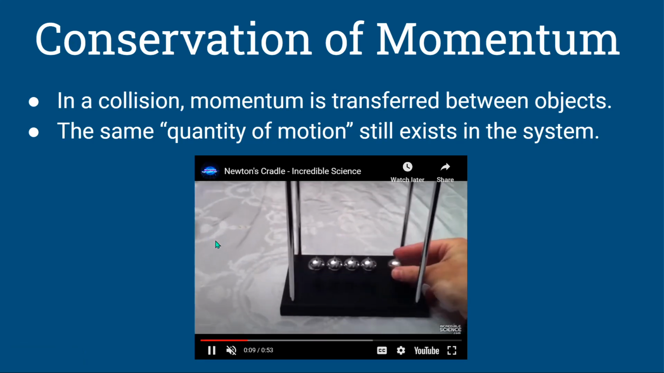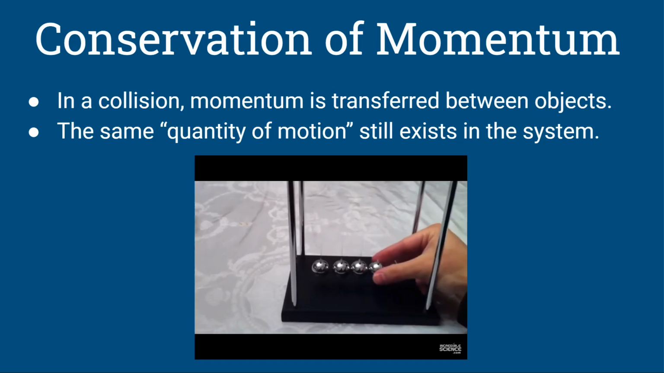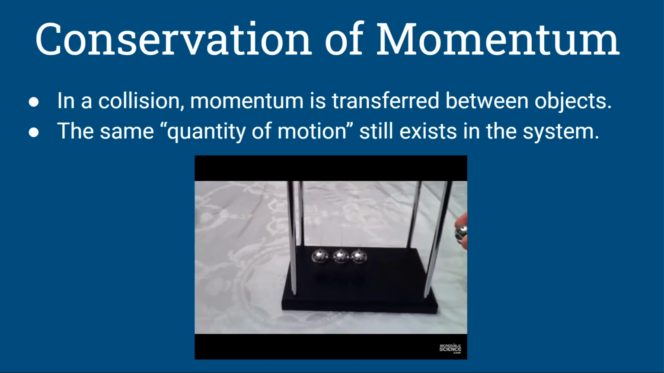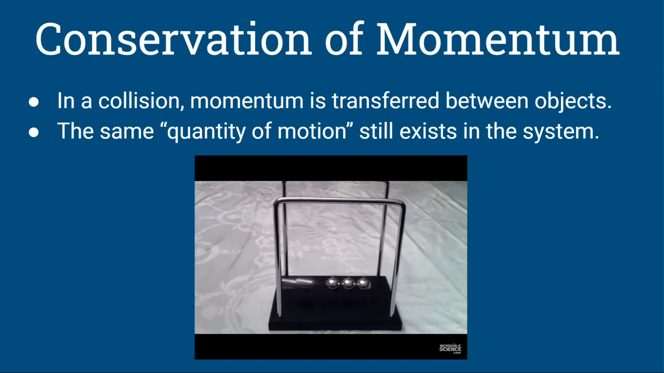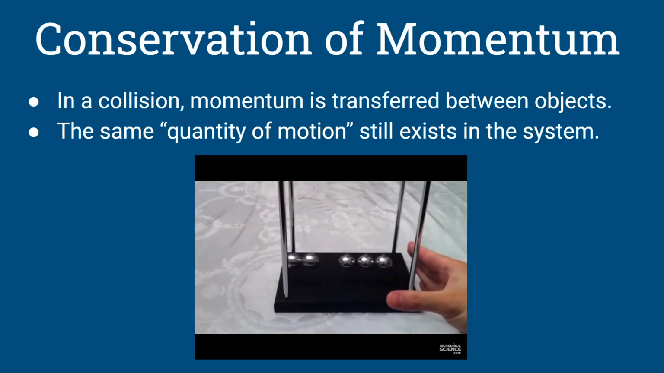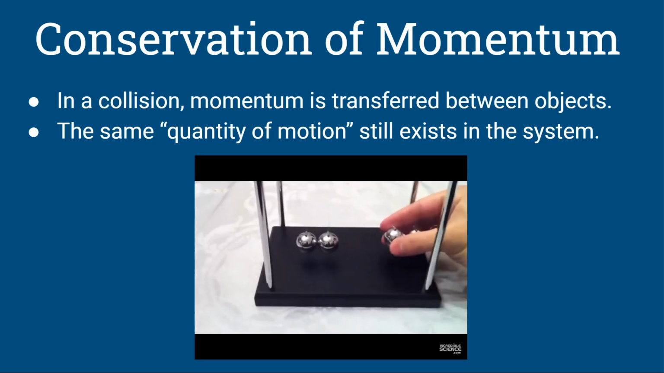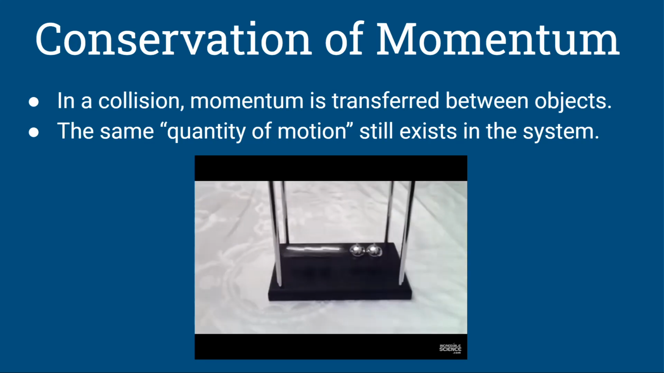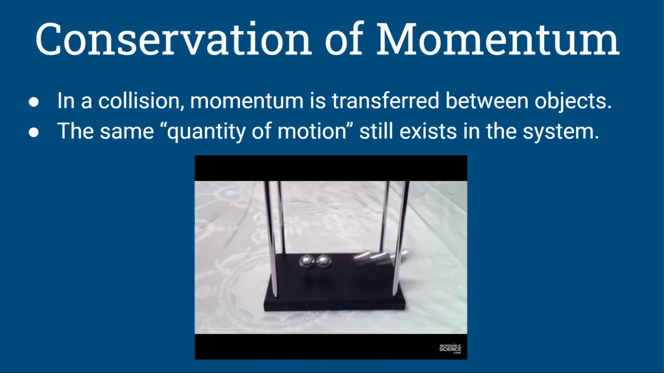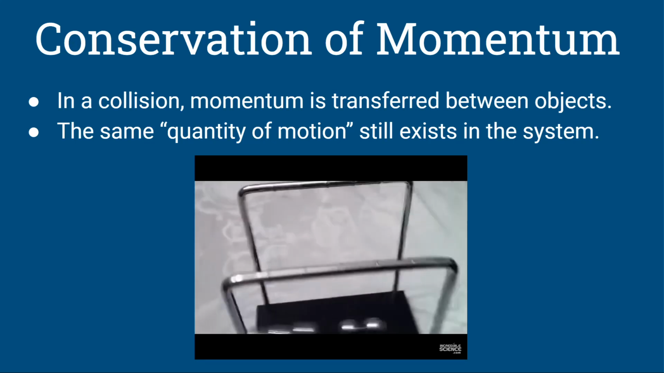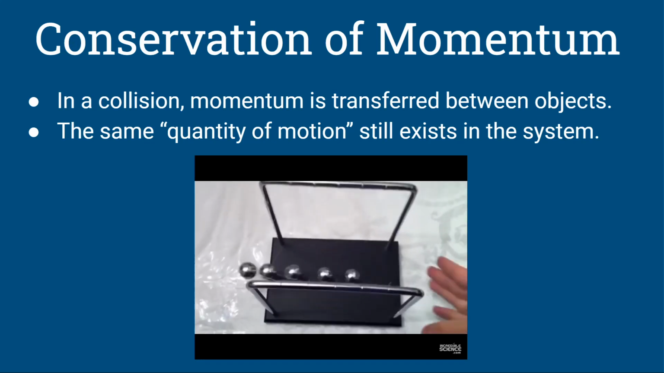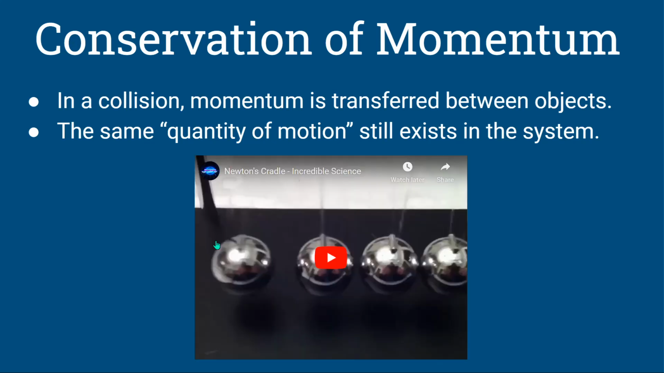But in a second, he's going to grab two of them, and you're going to notice something remembered about the collision, because now you have two going each side. And he does it with three as well. But you have this conservation, this same quantity of motion exists within the system. It's just being transferred from one object, or from three objects in this case, to three other objects during the collision that you see here. So this is a tool that we use to demonstrate conservation of momentum.